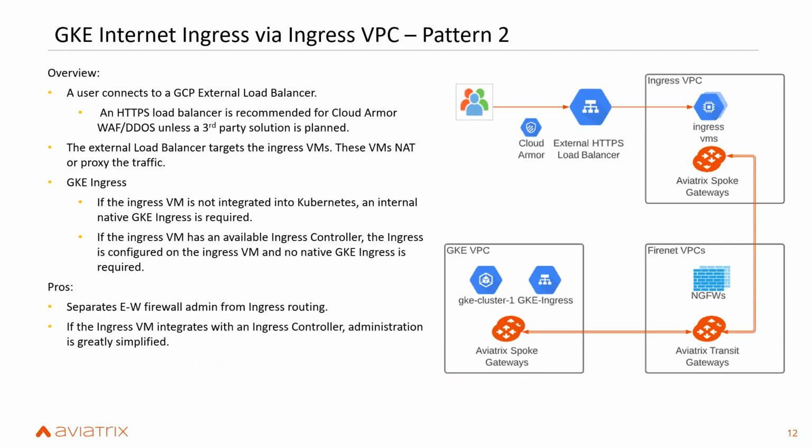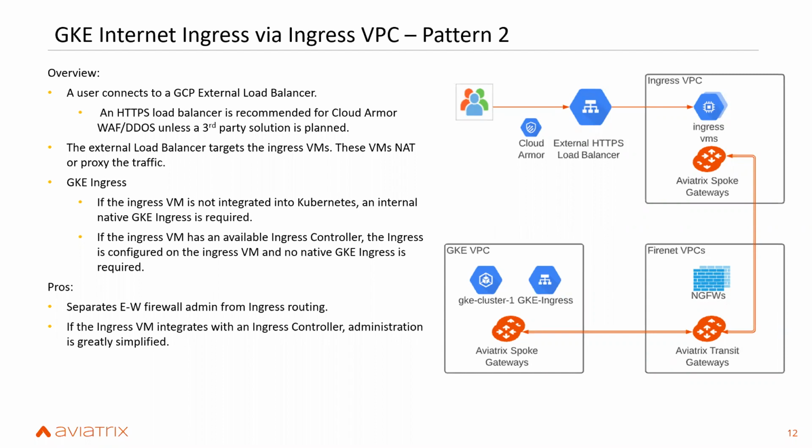Moving on to pattern 2. This is where we actually use ingress VMs to connect to the spoke gateways. And then that appears as east-west traffic going back to the ingress if needed, and then finally onto the cluster. And again, like the previous pattern, using something like Cloud Armor is recommended in front unless you have a third-party DDoS WAF solution.